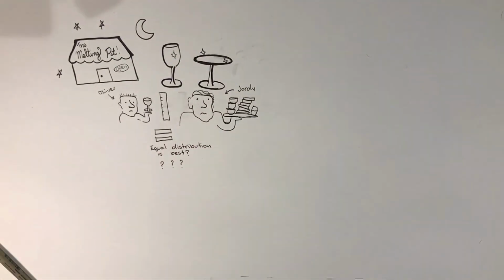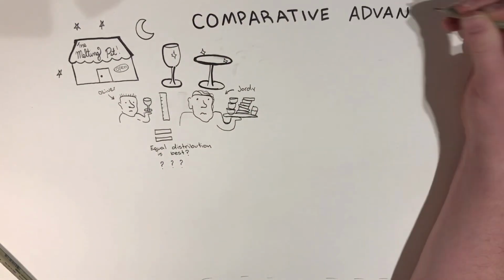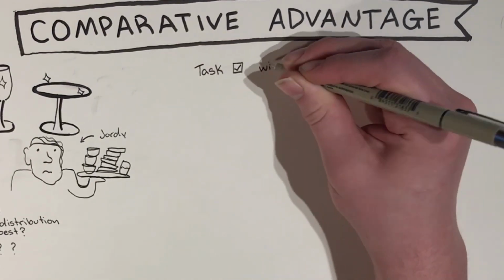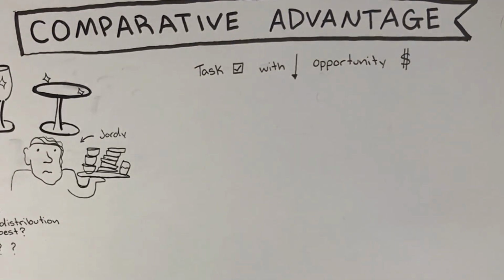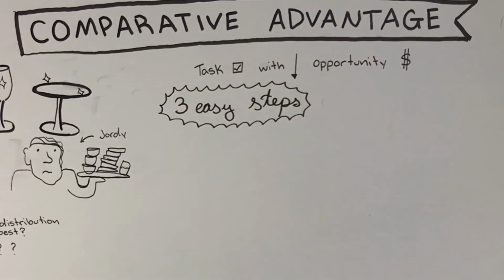To determine this, we need to discuss the concept of comparative advantage, which is simply defined as the ability to complete a task with a lower opportunity cost. To find comparative advantage, you need to follow 3 easy steps which will help you find your opportunity cost and the opportunity cost of others. By seeing who has the lower opportunity cost, you can find out who has the advantage.